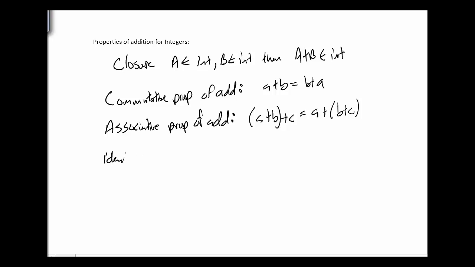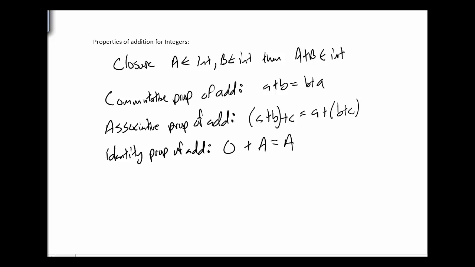Then we have the identity property of addition. Okay, an identity property says that there exists a number that will allow us to add it to any number and still keep that same original number. We define that typically to be 0. So there exists a number 0 such that 0 plus any number leaves us with the original number.